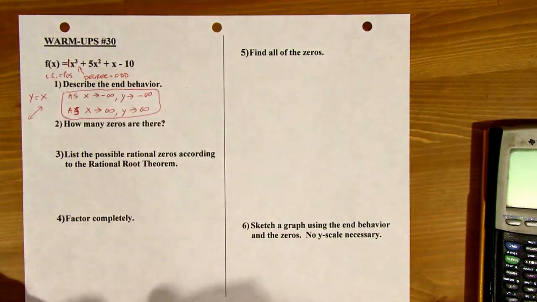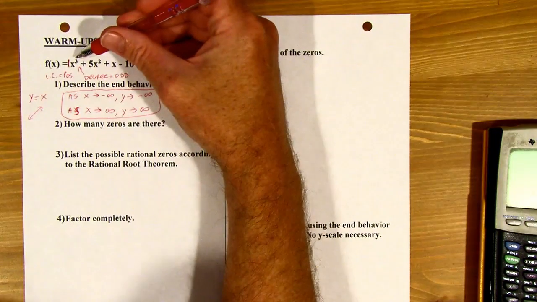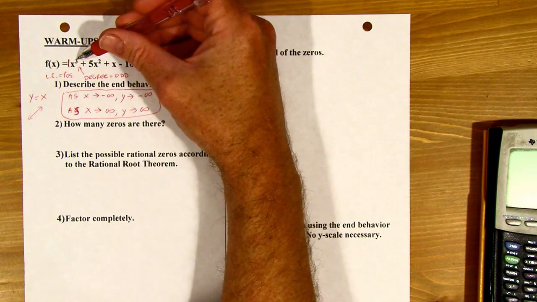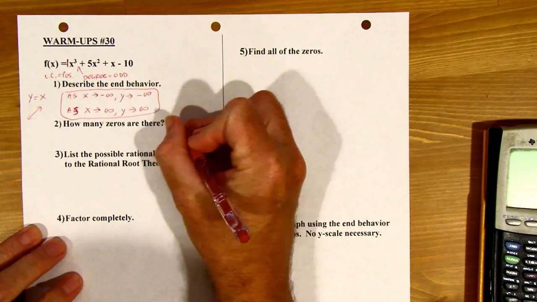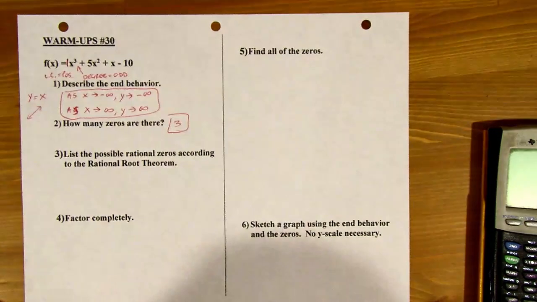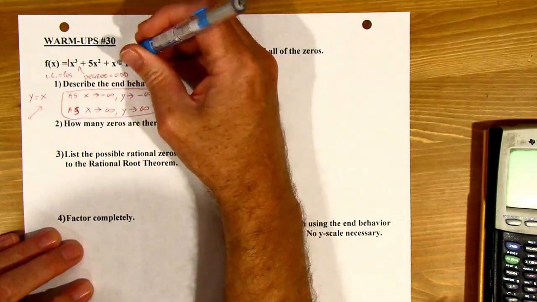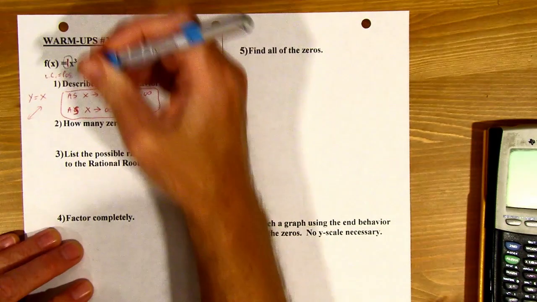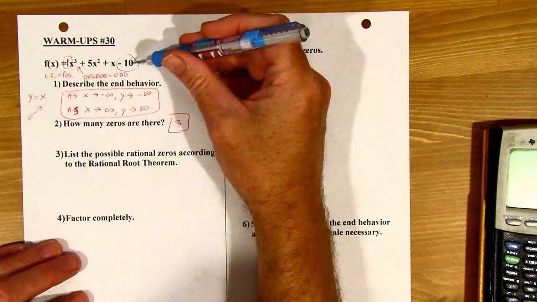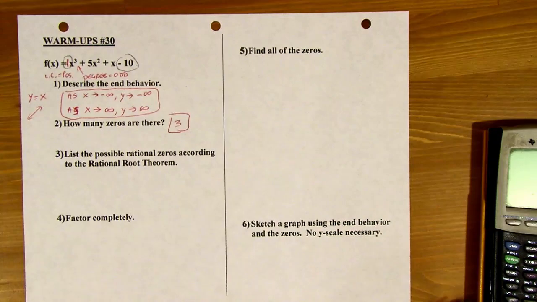All right, how many zeros are there? Well, there are going to be 3. That's the fundamental theorem of algebra. That's because this is a third degree equation. Okay, let's list the possible rational roots. So what I'm going to do here is take the factors of negative 10 over the factors of 1. So the factors of my constant over the factors of my leading coefficient.